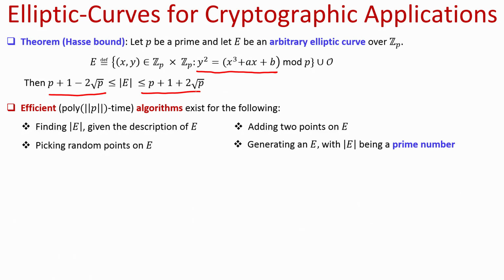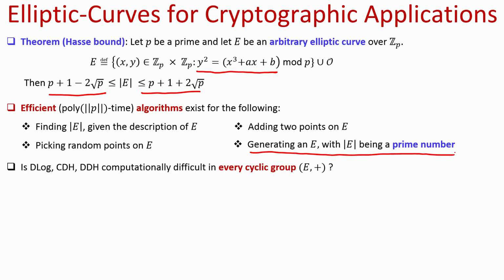And interestingly, we have polytime algorithms, polynomial in the number of bits that we need to represent a prime P, which can give you the cardinality of the elliptic curve. We also have polytime algorithms for picking random points from the curve, and for adding 2 points, and we also know how to generate an elliptic curve where the size of the elliptic curve is a prime number.